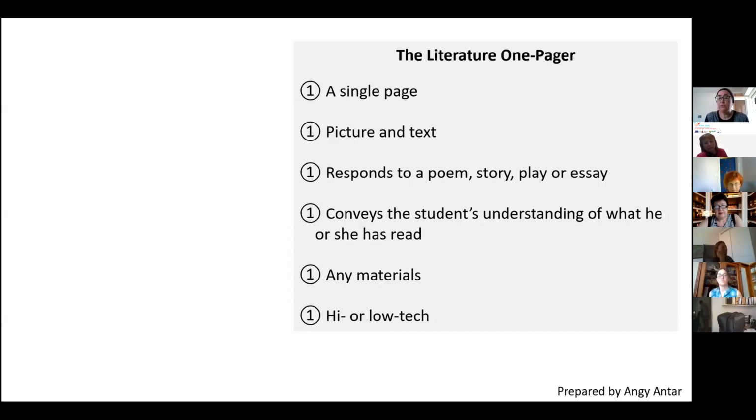As long as the students are able to show what they have understood from the text, they can use any materials. It can be high-tech or low-tech. It can be handmade or using pre-made materials like photographs or collage. Really, almost anything goes. So I'll show you a few examples of one-pagers that my students have made.